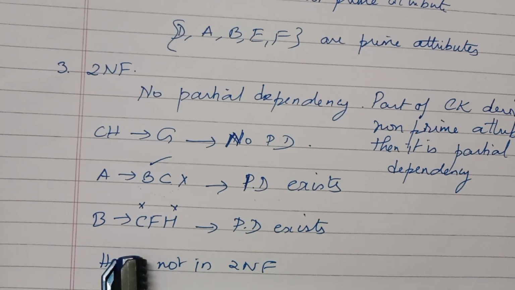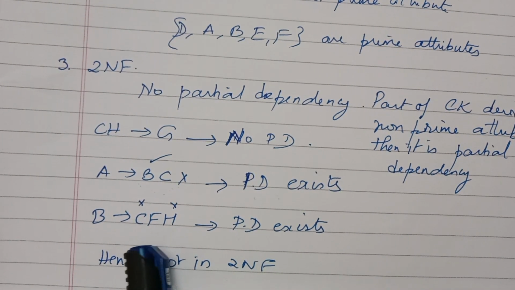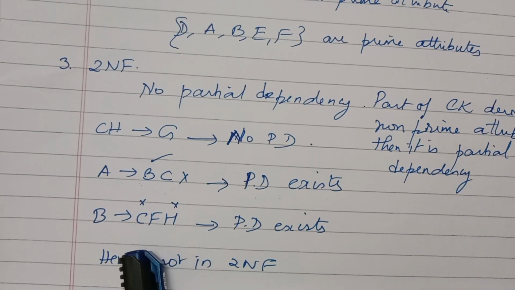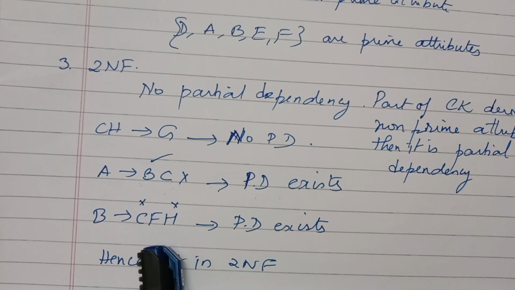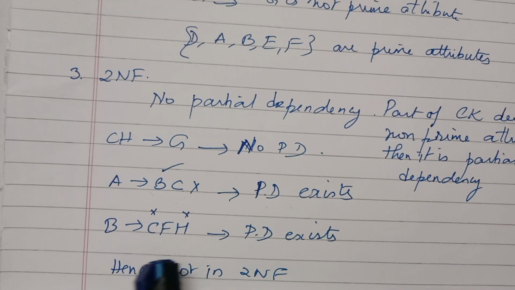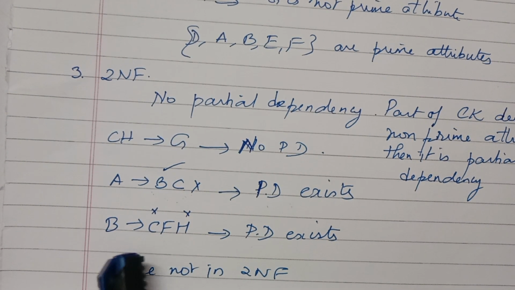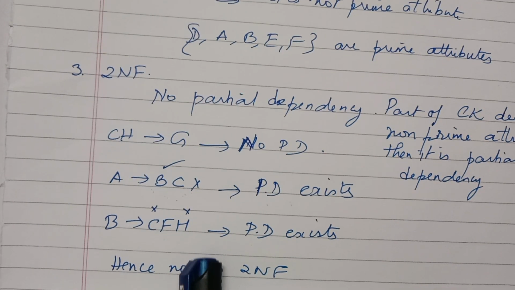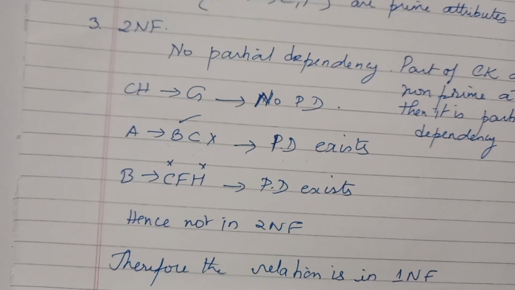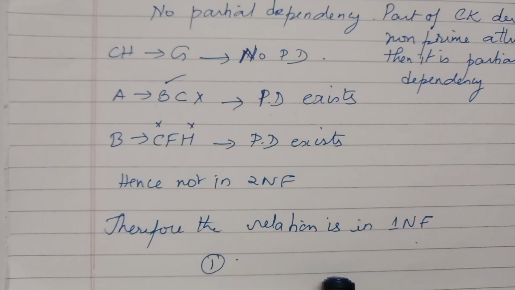Even if you take B gives CFG also, here partial dependency exists because C and G are not prime attributes. F is a prime attribute because FD is a candidate key, but C and G are not prime attributes. Hence you see that part of candidate key derives non-prime attributes. Hence a partial dependency exists. So it is not in 2NF either. So therefore the relation is in 1NF only. So the correct option is option number 1.